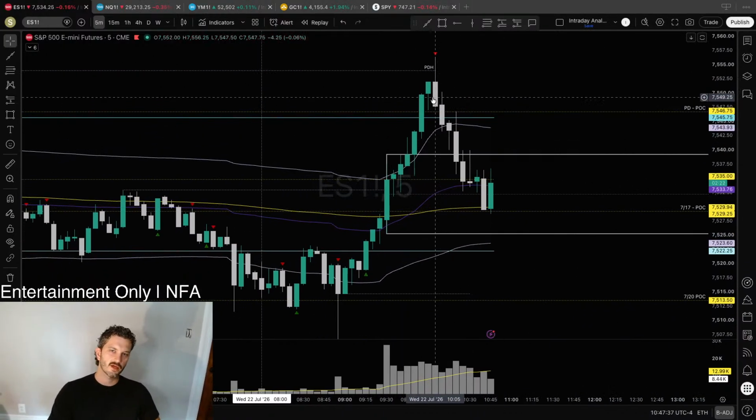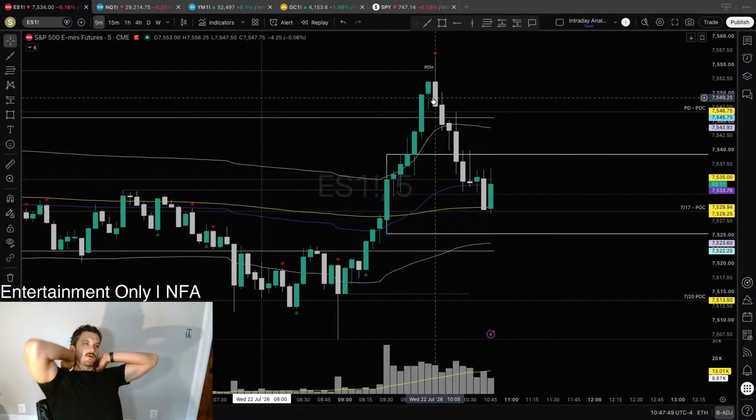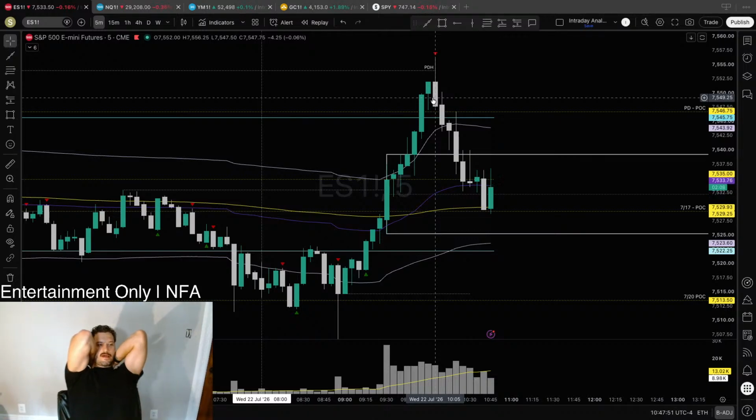Dang, there's been one engulfing candle so far today. Oh, hasn't been that entertaining.